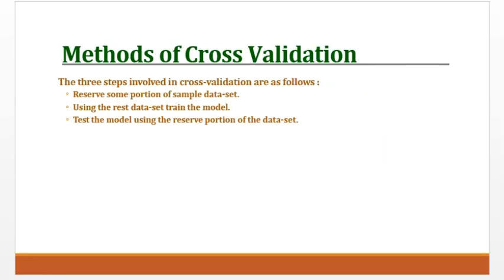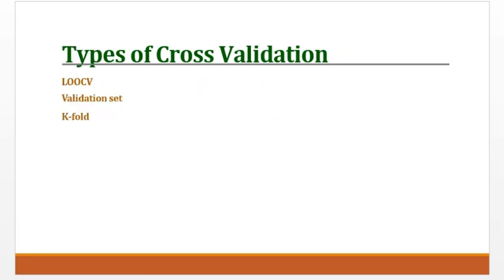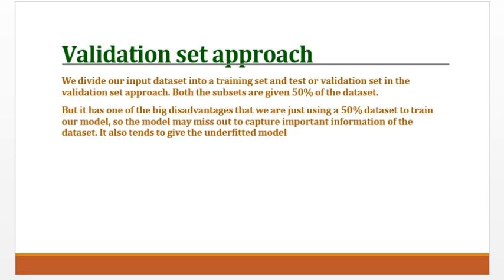Now, there are three steps in cross-validation: reserving some portion of the sample dataset, using the rest of the dataset to train the model, and testing the model on the reserved portion of the dataset. There are also types of cross-validation, that is the LOOCV, the K-fold, and the validation set. We will cover the validation set right now.